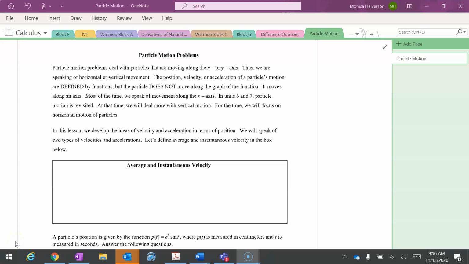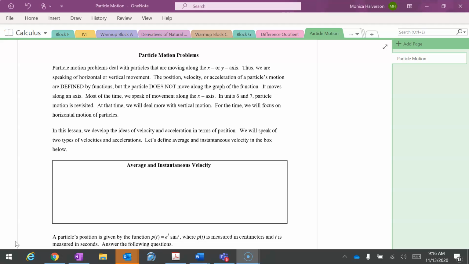Today, we are going to focus on the next application of derivatives, and that focus is going to be on particle motion. Specifically, we are going to look at particle motion problems that deal with particles that are moving along the x or the y axis. So more of a horizontal or vertical movement.